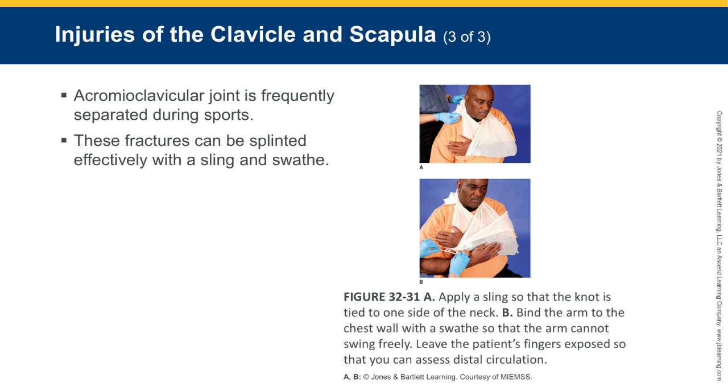A common injury involving the clavicle is an acromioclavicular joint separation, which frequently occurs in contact sports. These injuries can be effectively managed in the pre-hospital setting by using a sling and swathe to immobilize the affected arm. Always ensure the patient's fingers remain exposed to assess distal circulation throughout transport.